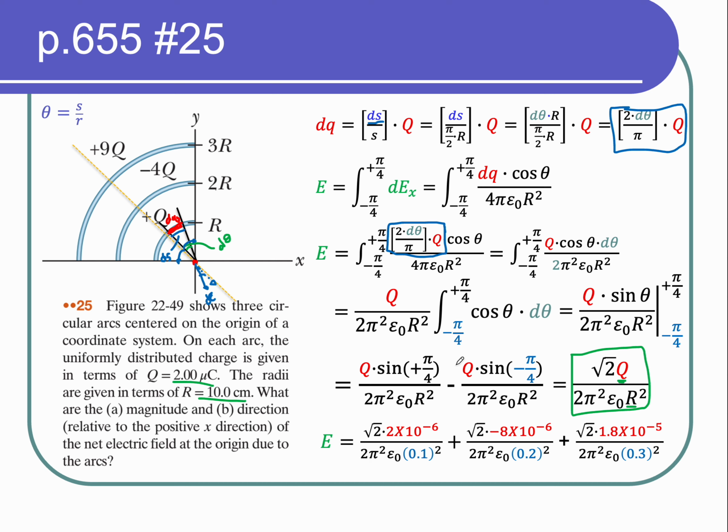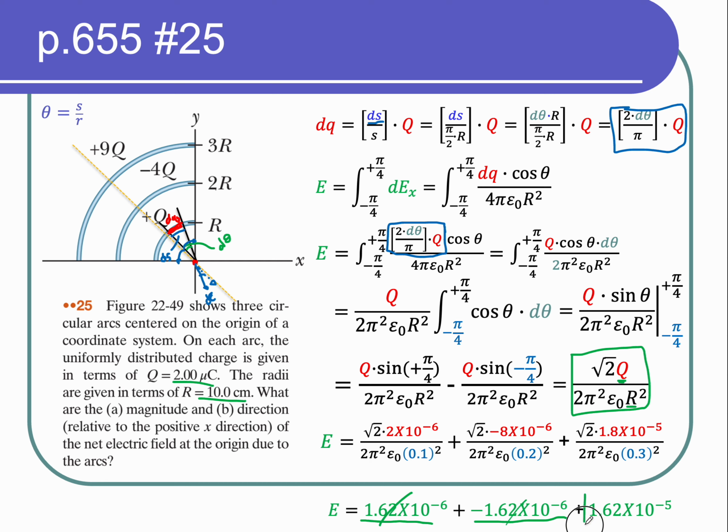Our second one is 4q, but negative 4, so negative 8 times 10 to the minus 6, and the radius is twice as big, so 0.2. And our third one is 9q, so 9 times that, 1.8 times 10 to the minus 5th over 0.3 squared. If you run those numbers, you get this. Notice something interesting. The first two terms are exactly equal to each other, but opposite in sign. What's going to happen here? These two are going to cancel.